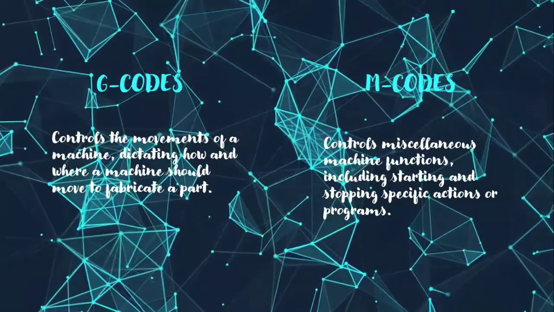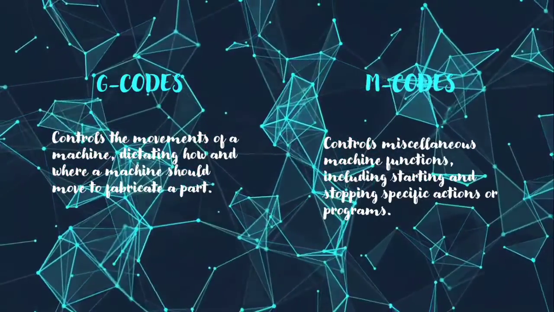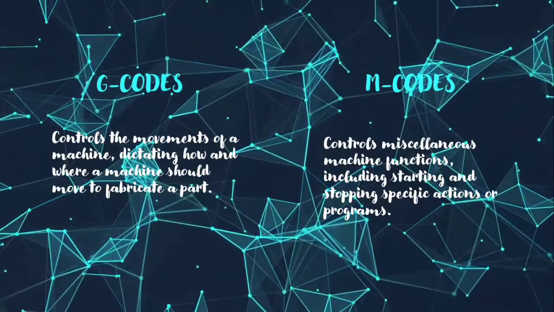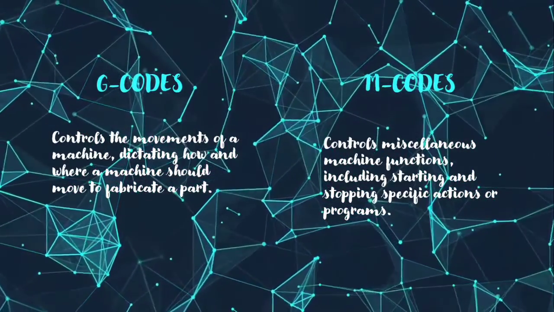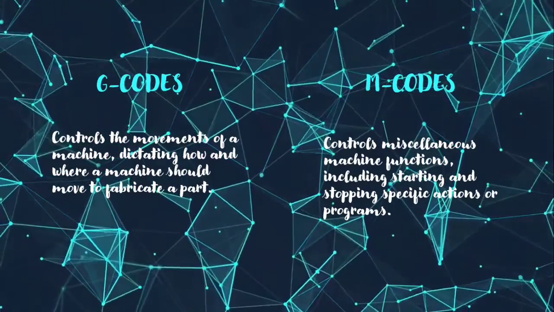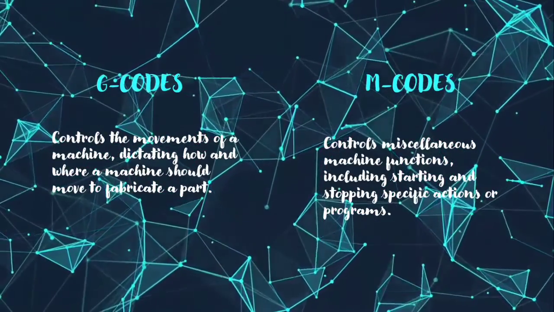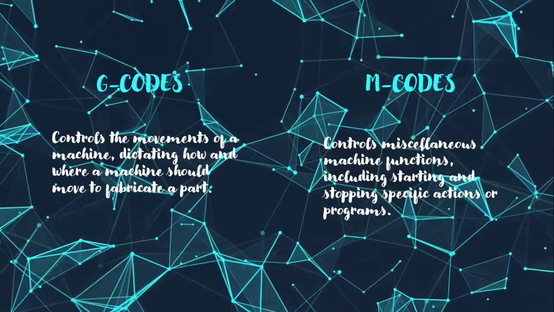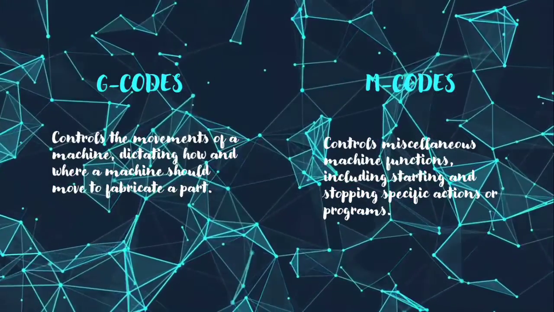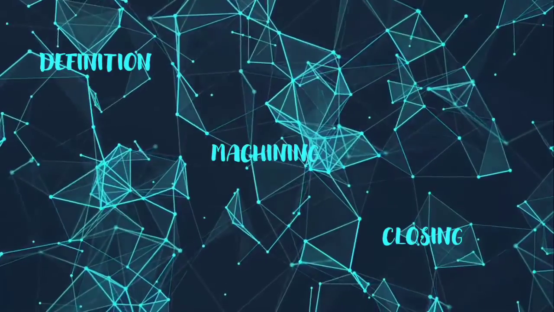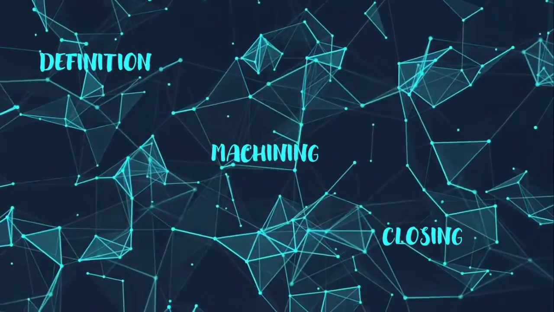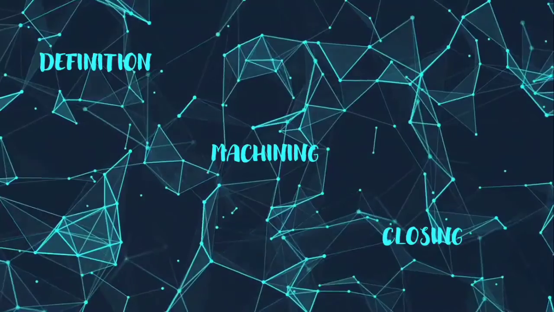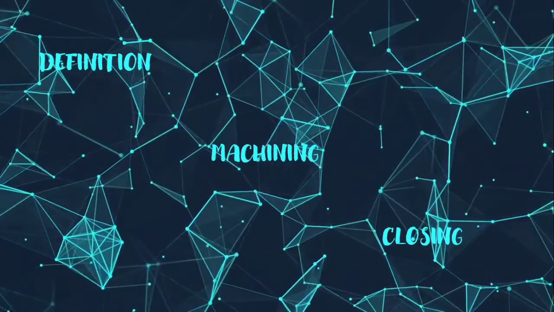The G codes function as control of the movement of a machine, determining how and where a machine should move to fabricate a part, while M codes function as controlling miscellaneous machine functions, including starting and stopping specific actions or programs. There are three statements which are important in program format, which are definition, machining, and closing.